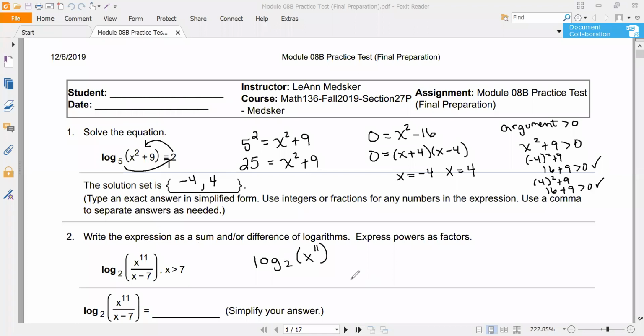So that's log base 2 of x to the 11th minus log base 2 of the bottom of that fraction, x minus 7. And then if you had multiplication, you would split that up into addition, but we don't. You cannot split adding or subtracting up, but you can pull powers to the front as a coefficient. So this would be 11. I'm going to write my log in cursive so it doesn't look like 111. So 11 log 2 of x minus log 2 of x minus 7. And that's as far as we can go with that, so that's what we would write in this blank.